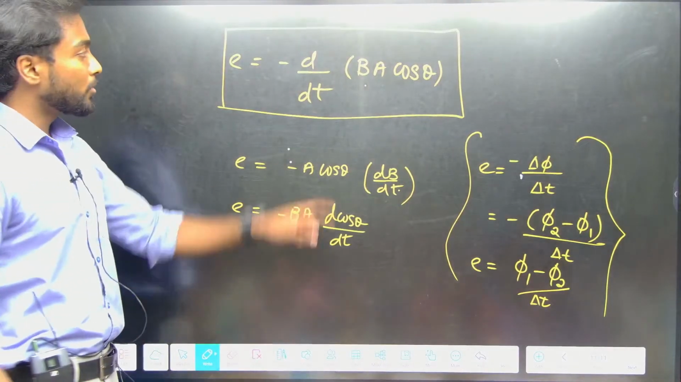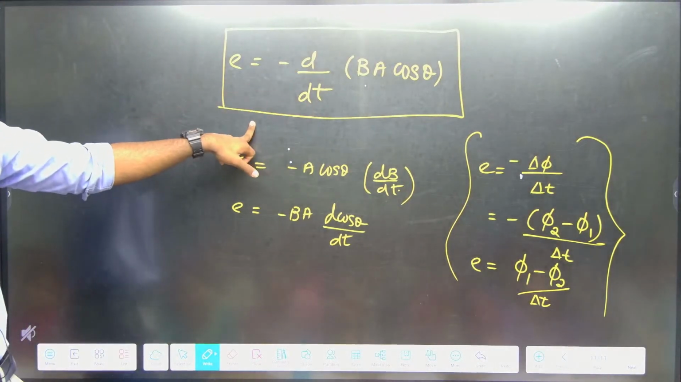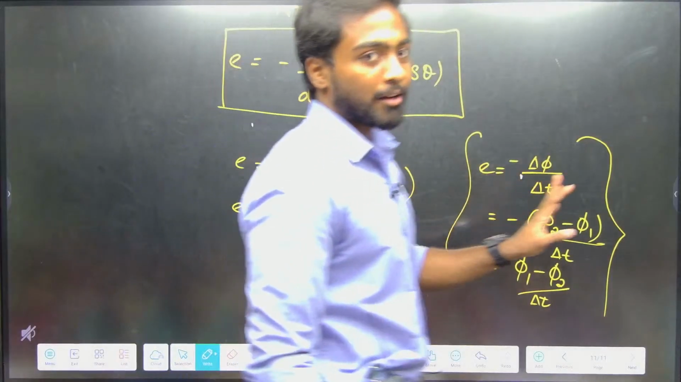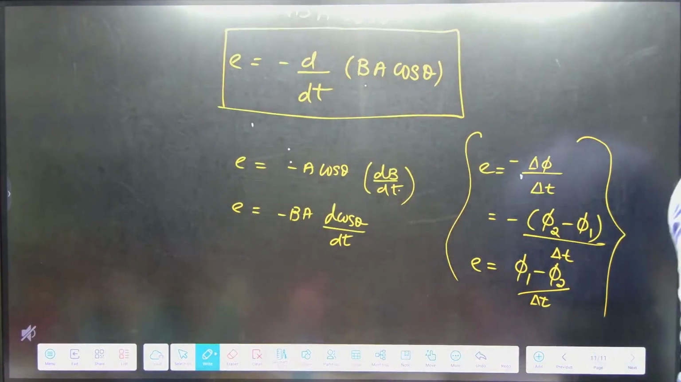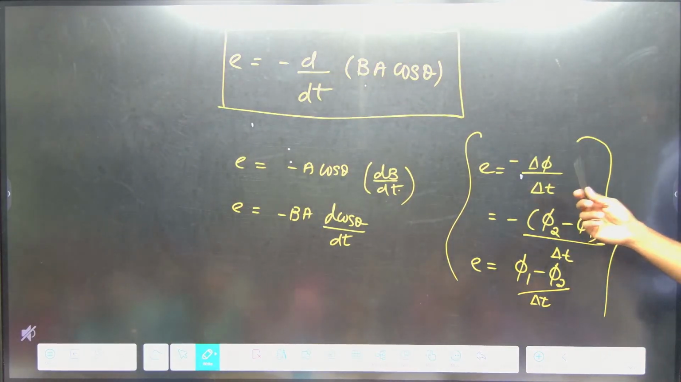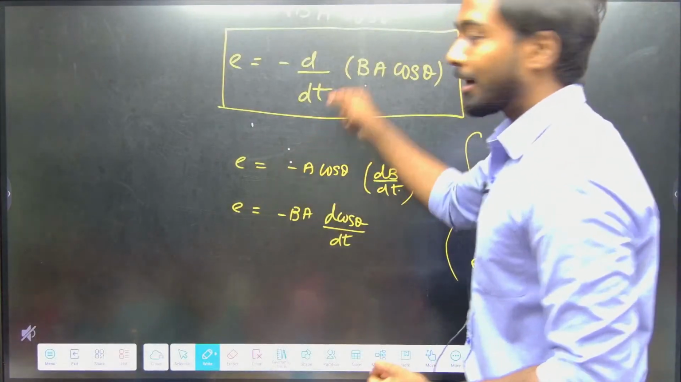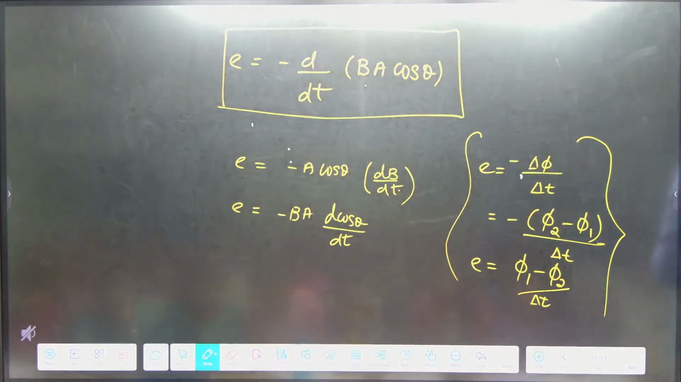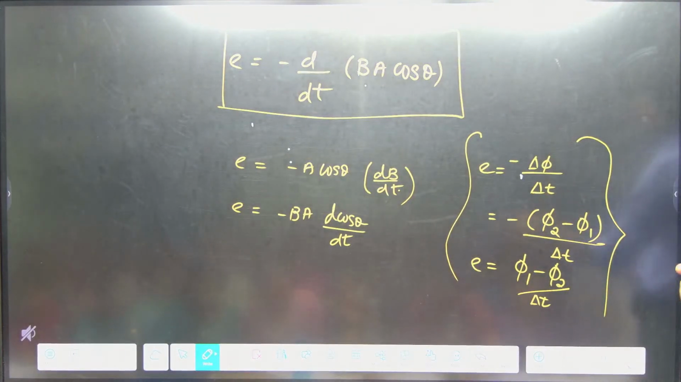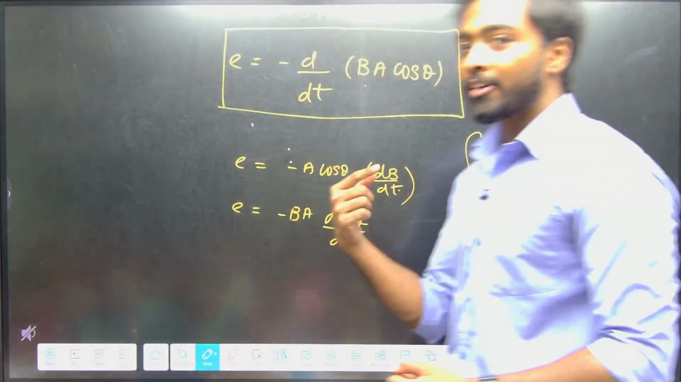E is equal to d phi by dt is one formula, delta phi by delta t is another formula. For average we will take time t1 to t2. This is at time t1. At the time t1, in the sense instantaneous we are talking, and time t1 to t2 in the sense the average we are talking.